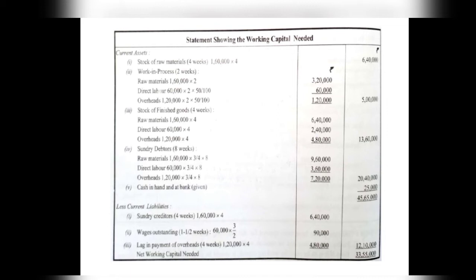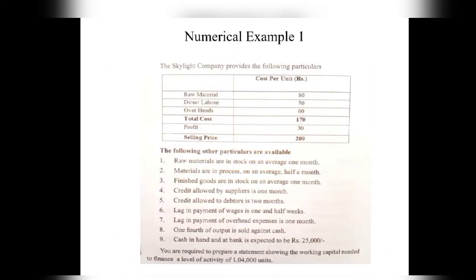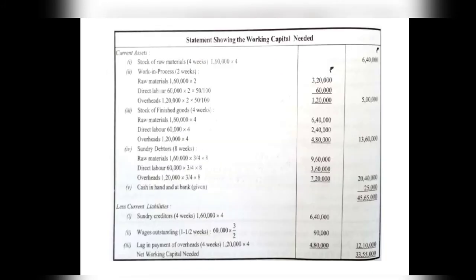Then the second current asset is stock of work in process. Second point is given, materials are in process on an average half a month. Half a month will be equivalent to 2 weeks, so we have written in brackets 2 weeks. When we calculate the work in process, we'll have to calculate it element wise.